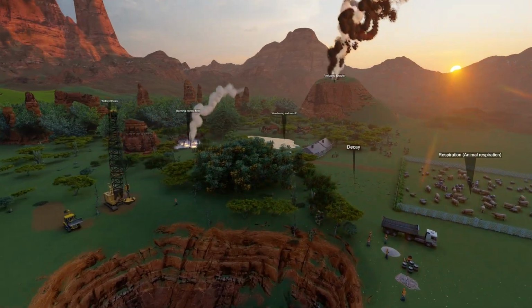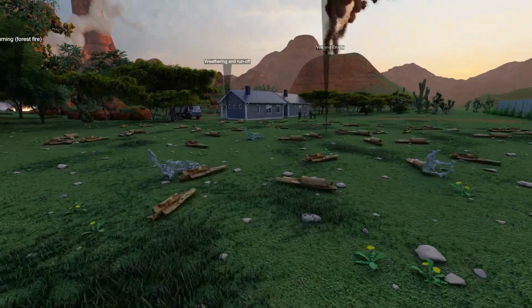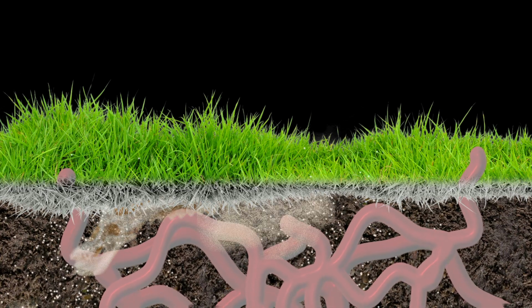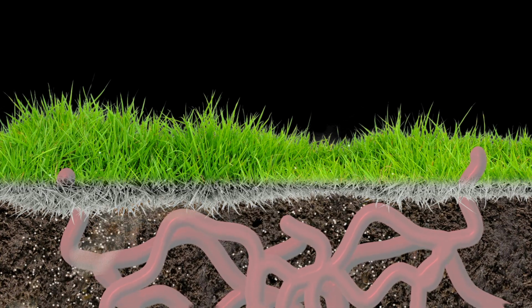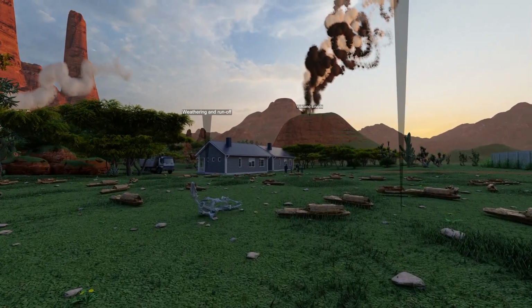Decay. In the soil, decomposers, such as microbes and soil animals, break down dead animals and dead plants, making nutrients available for living plants. This process also releases carbon dioxide into the atmosphere.